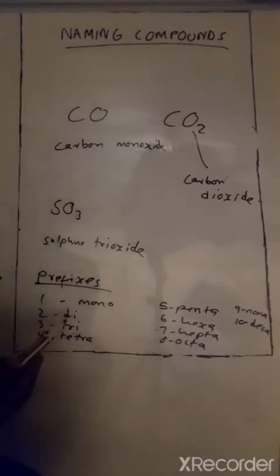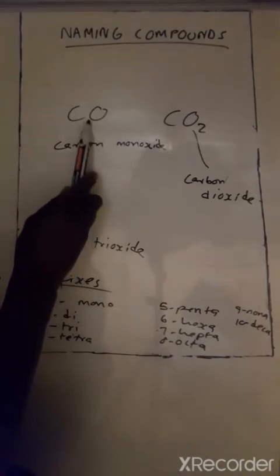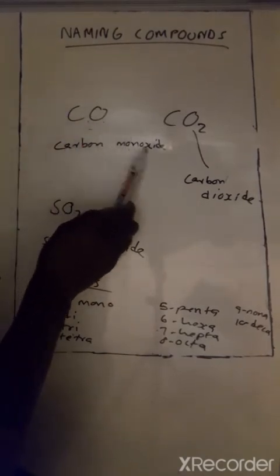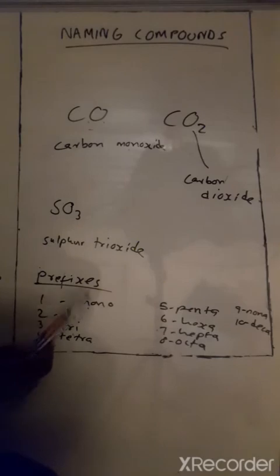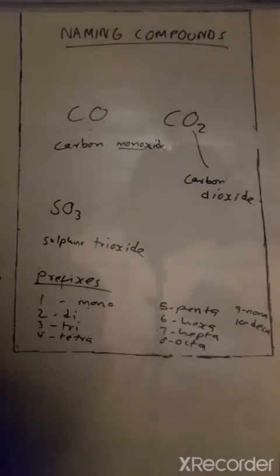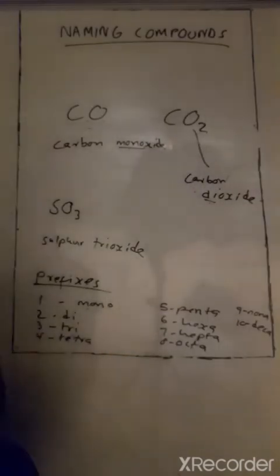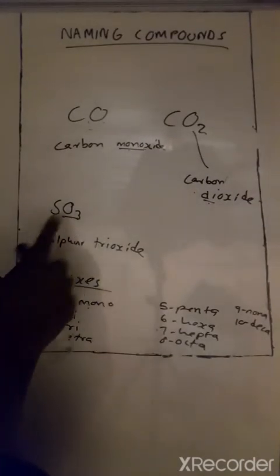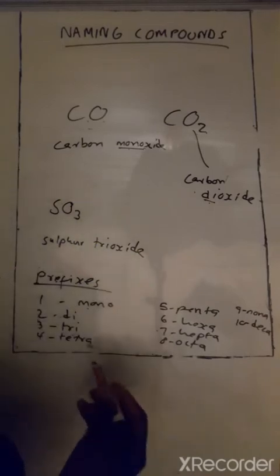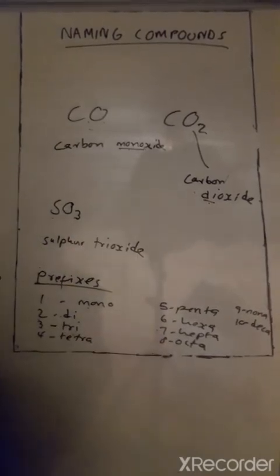For example, the first one, we said it's one oxide, so it's carbon and one oxide. Carbon mono, because there's one, monoxide. All right, the second one, how many oxides are there? 2. Then it's carbon di, which represents 2, dioxide. The third one, how many oxides are there? 3. Then it's sulfur tri, for 3, oxide. All right, I hope you got that.